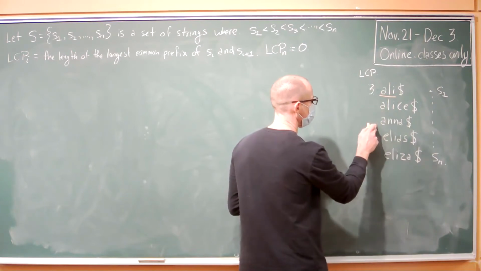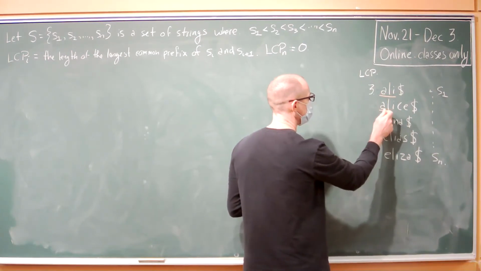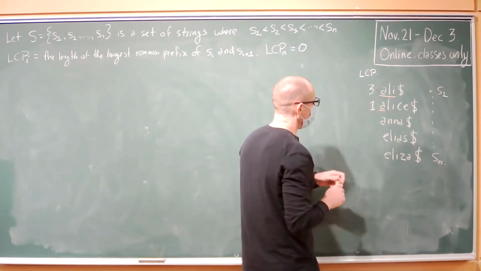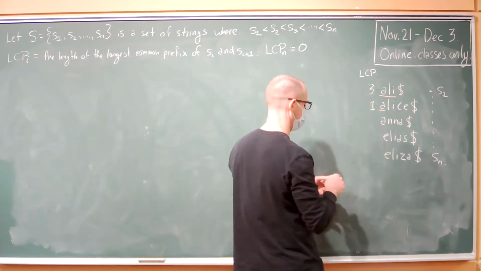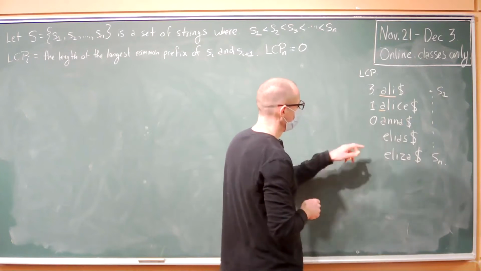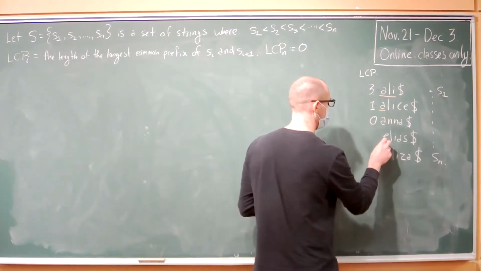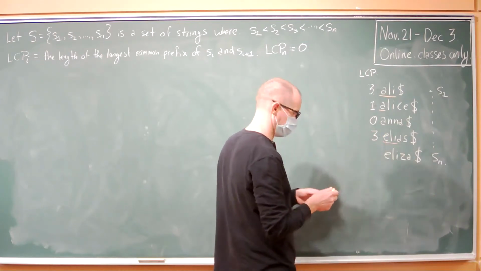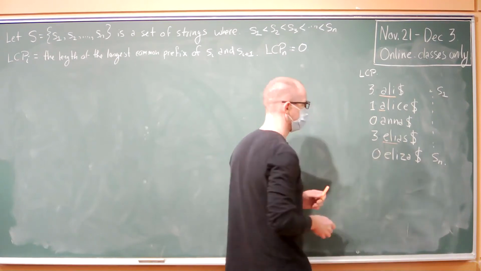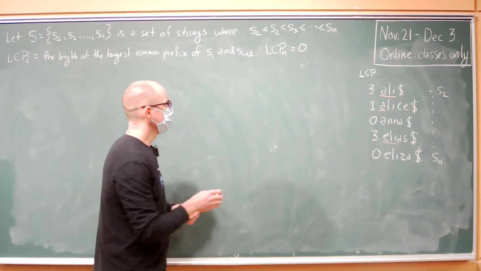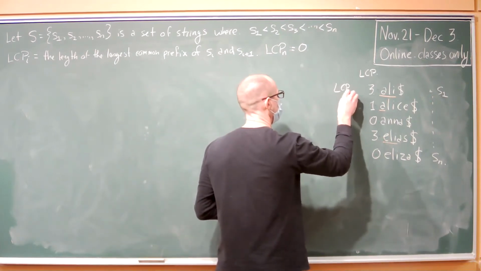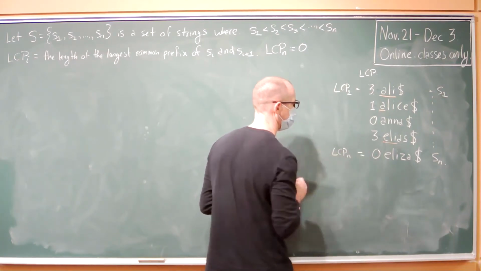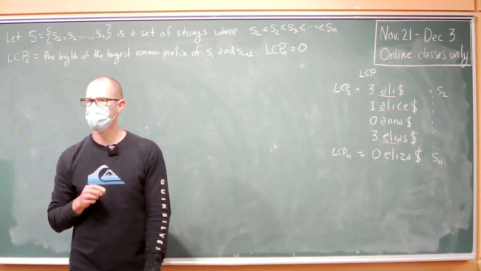Between S2 and S3, these ones differ in their second character. So there's a 1 there. S3 and S4, those differ in their first character. So there's a 0 there. S4 and S5, they agree on their first 3 characters, ELI. And then the last one, by definition, is 0. So this is LCP1, this is LCP-n. Okay. That's clear? Good.